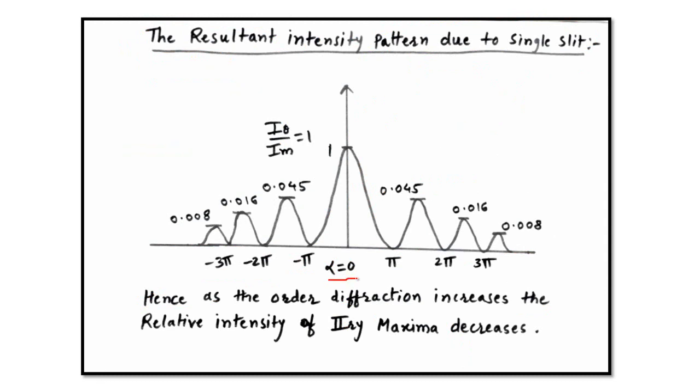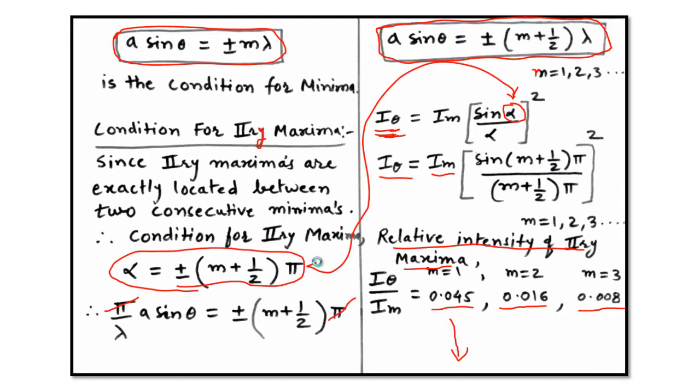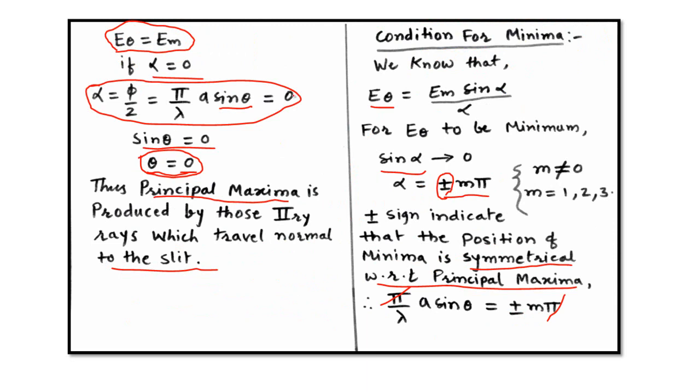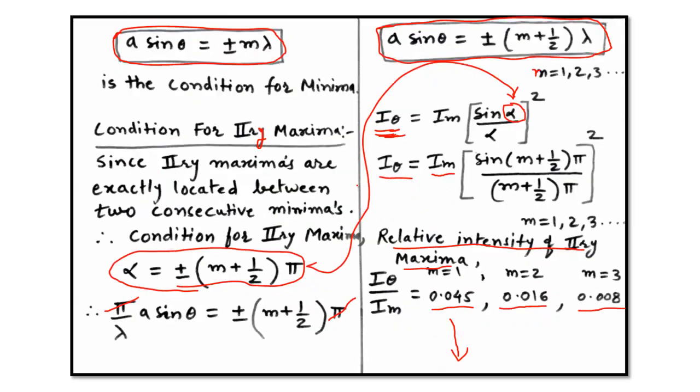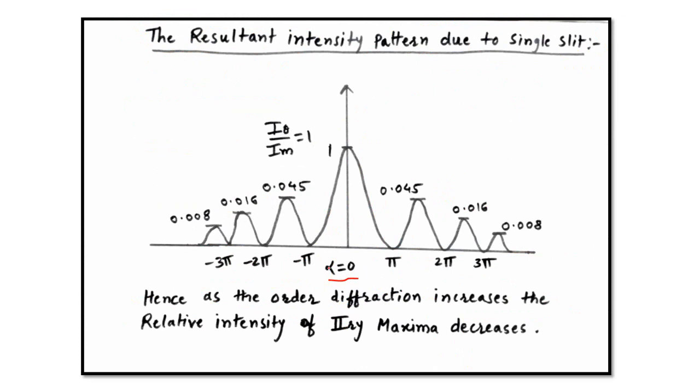So for alpha is equal to 0, what is the condition for principal maxima? Alpha is equal to 0. This is the condition for principal maxima. So for principal maxima, this relative intensity I theta upon Im will be equal to 1. If I theta upon Im is equal to 1, it means that I theta is equal to Im. And therefore here you will have the position of principal maxima satisfying the condition alpha equal to 0.